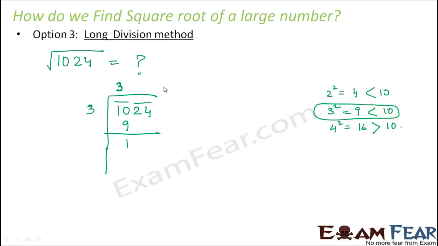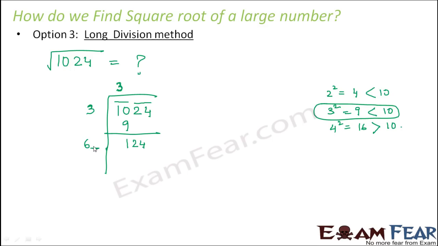Now in the second half, what do we do? We bring down the digits under the second bar. What are the digits under the second bar? 2, 4. So we bring 2, 4 together, and we get 124 here. And what about the divisor? The divisor this time would be twice the old divisor. Earlier it was 3, so this time it would be 6. Then you place a blank after 6. That means there will be another digit here which we are yet to find out.